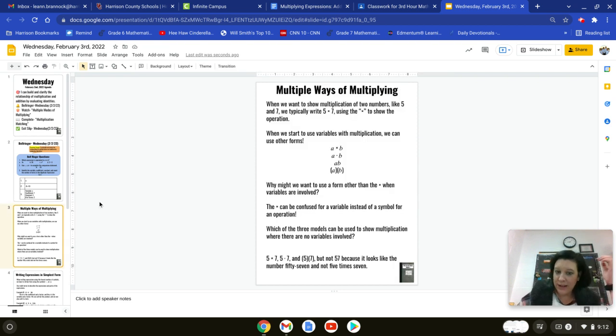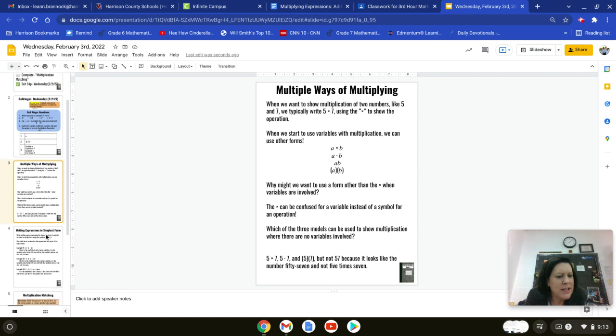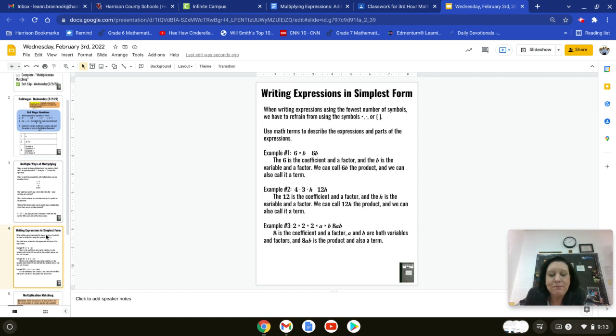We got into our multiple ways of multiplying. A times B with the times sign. We have A times B with the little dot. We have 2 letters side by side, which means to multiply. And then we also have A in parentheses times B in parentheses. And so we have the different ways to multiply and different ways to write that.